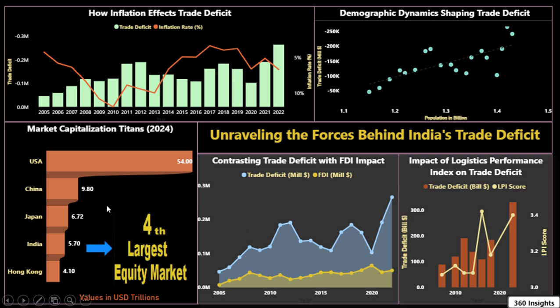Here we see that India is the fourth largest equity market, hence it is attracting more FDI. So here you can see the relationship between the trade deficit and the FDI.